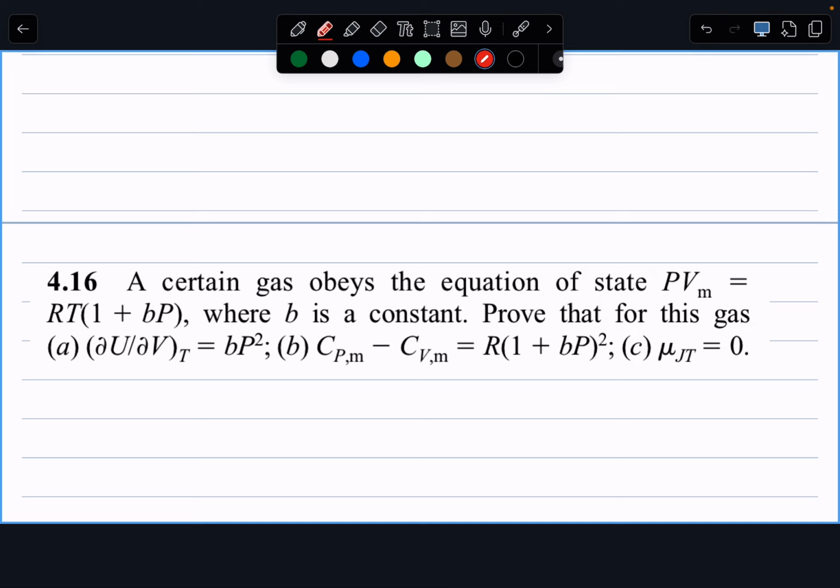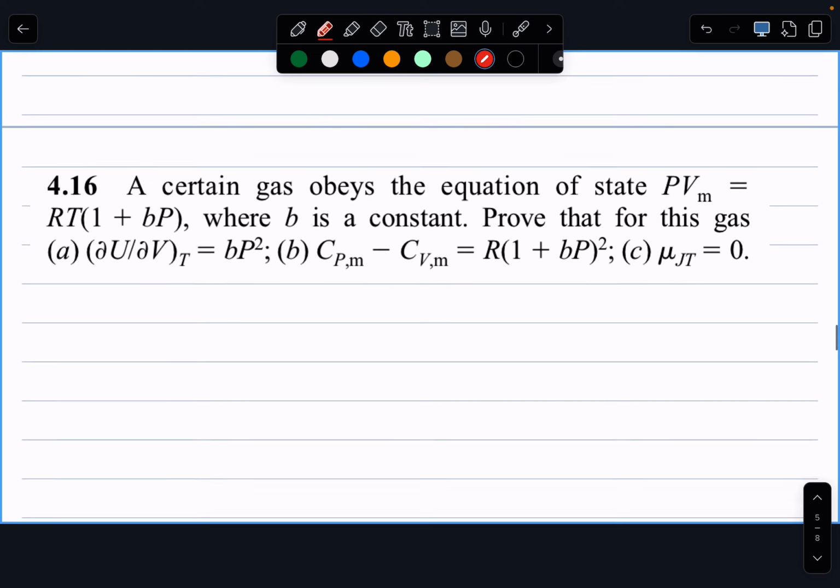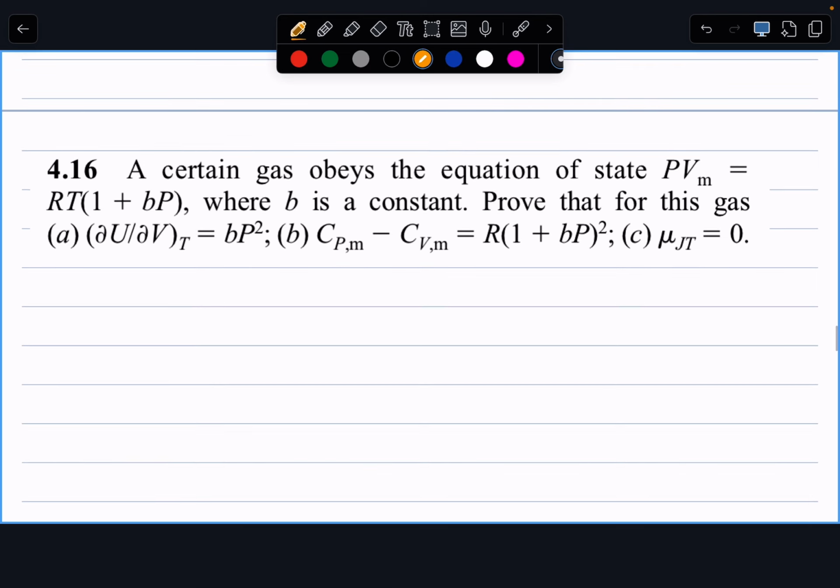Which one do you want me to do? I only have 10 minutes, so I can only do one of them. Okay, any other suggestions? I'll do part C and see if we have more time to do the rest of it. So what is part C? In part C, we're asking for mu JT and trying to prove that mu JT equals 0.